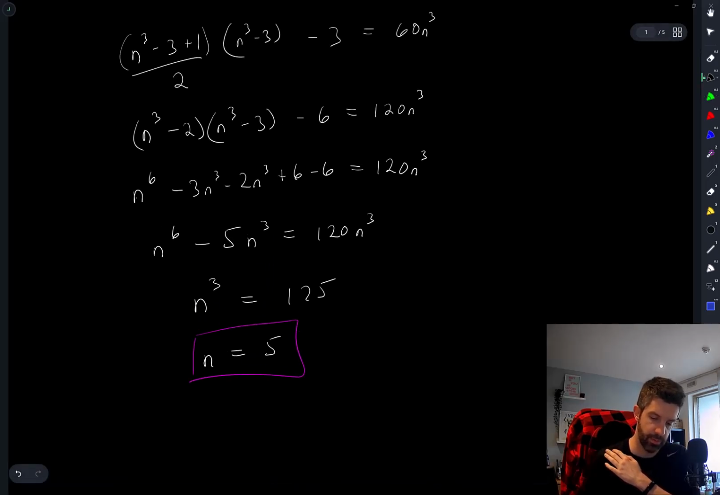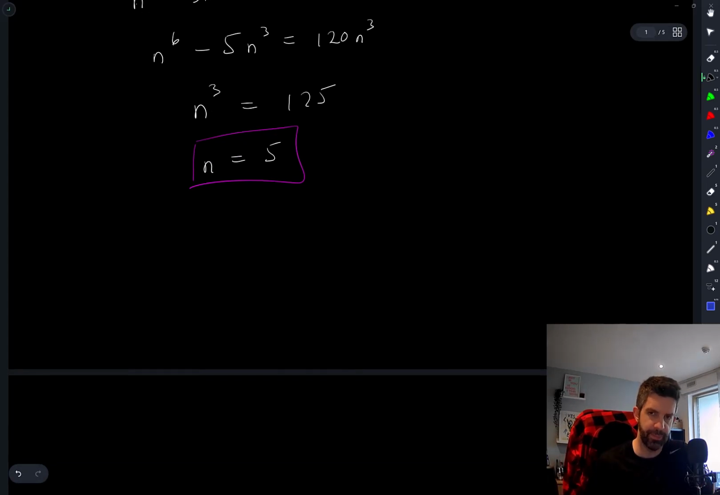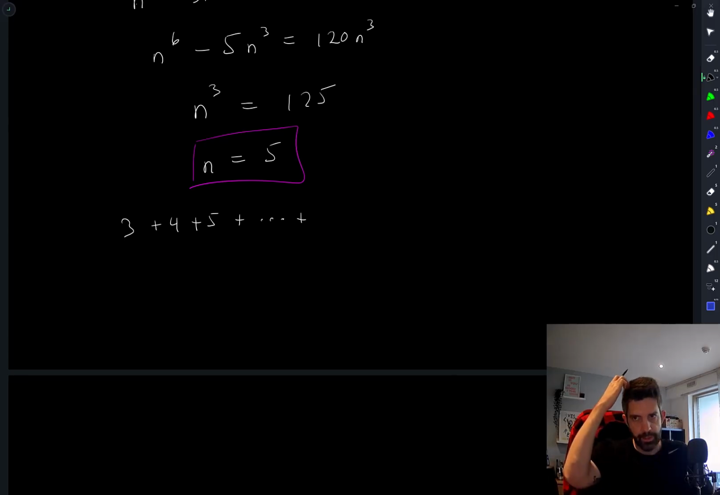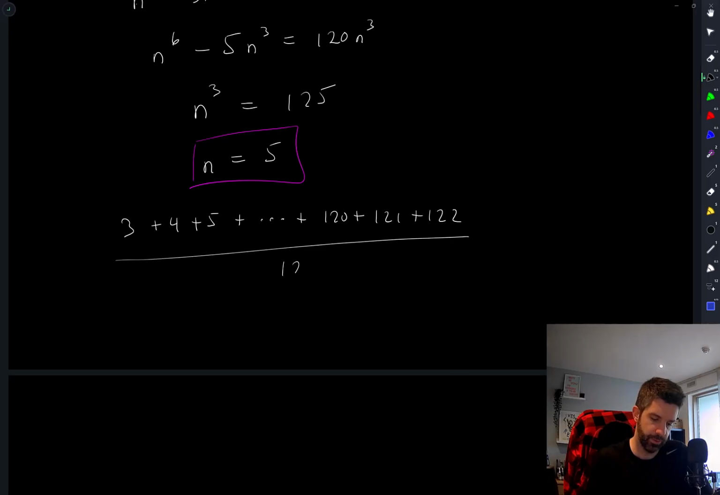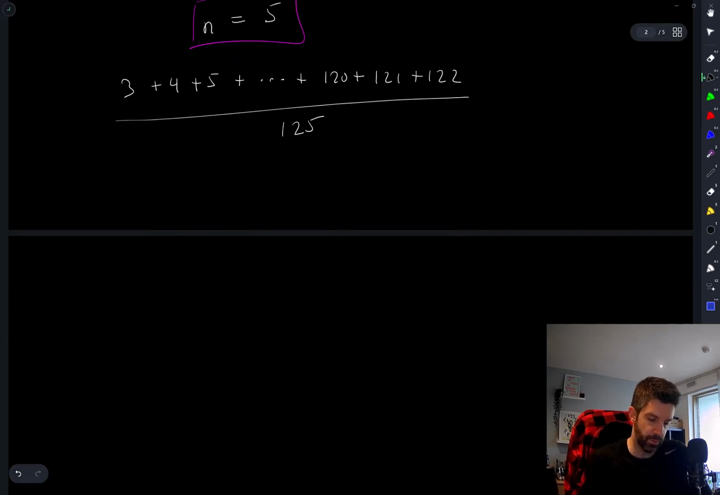We're going to ignore the solution n is equal to 0. Of course, we're dividing by n cubed everywhere, so n should not be equal to 0. And we could maybe check that this works. So I have the denominator is always 5 cubed, so 3 plus 4 plus 5 plus and so on plus n cubed minus 3 is 122. So I have 3 plus 4 and so on up to 122, all divided by 125. Is that equal to 60?